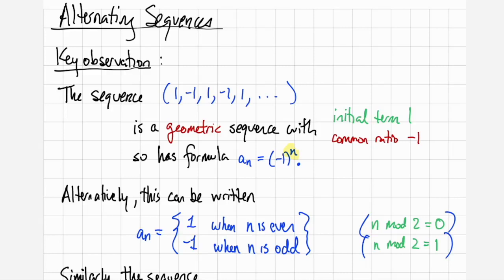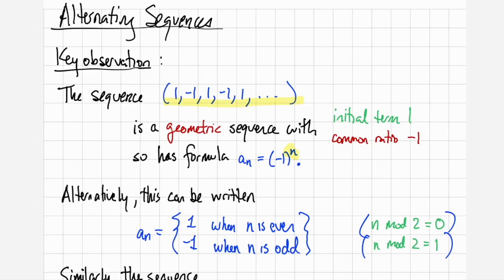Welcome back. Let's talk about finding formulas for alternating sequences. Before we talk about alternating sequences in general, let's consider this sequence. The sequence 1, minus 1, 1, minus 1, 1, etc.